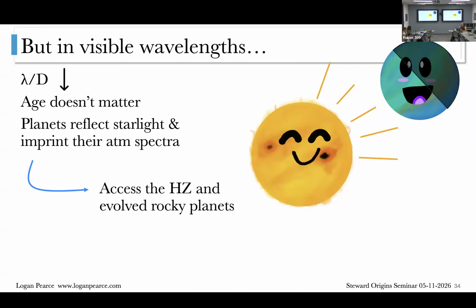But if you switch to visible wavelengths, lambda over D goes down. Now the brightness of the planet is decoupled from age, and so we can look at older, more evolved systems. And we can look at the light that the planet reflects from the star, which imprints the planet's spectral features on the star spectrum. And then we can try to access habitable zones in evolved rocky planets.